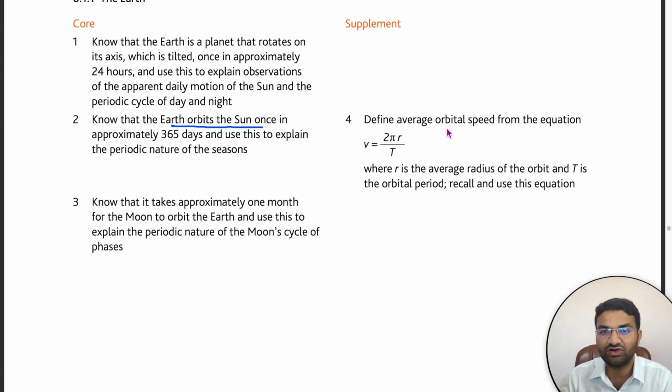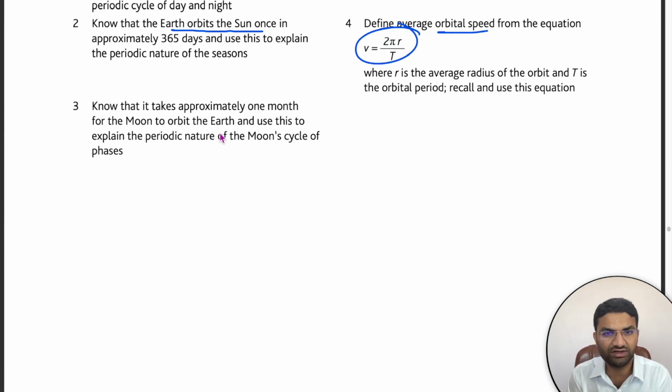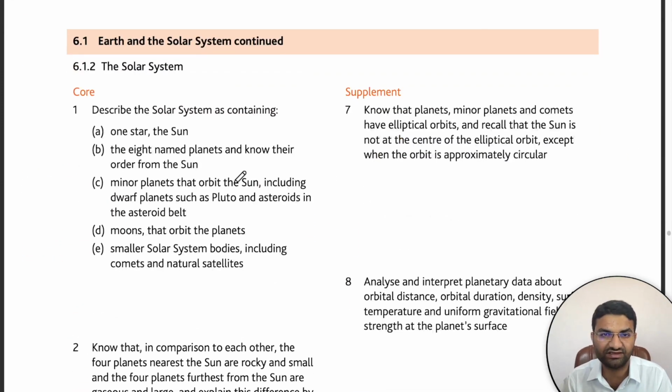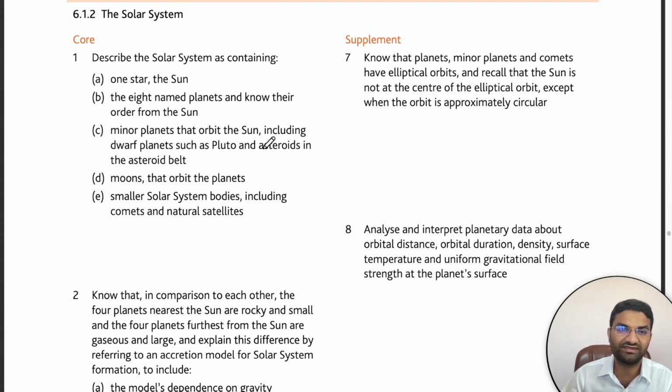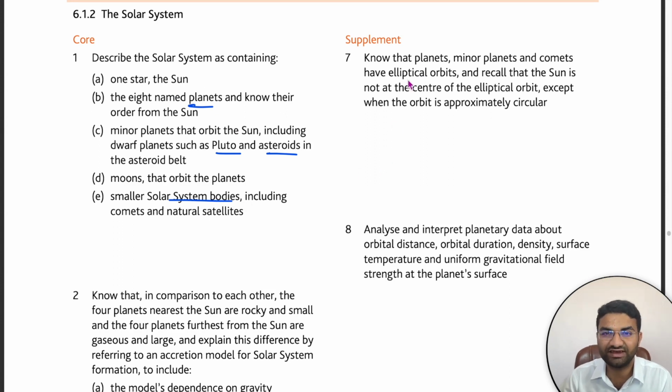For an extended student, orbital speed v is equal to 2 pi r over T, this concept is there, and the concepts relating to orbital speed, their problems and numerical examples are there. How the moon orbits around the earth and moon cycle phases we also have to learn in space physics. Then our solar system: the sun, planets, Pluto, asteroids, solar system bodies.